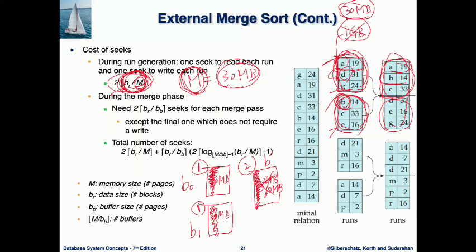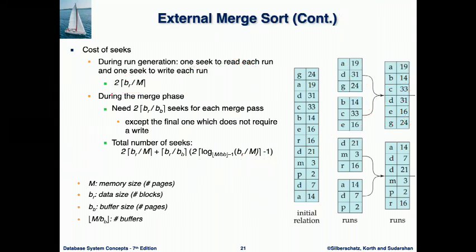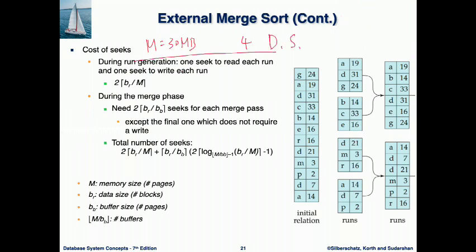So we are going to have a total of 4 disk seeks in this case, just to cover this area in the diagram. And let me change the example. So when M equals 30 megabytes, we have 4 disk seeks. That's what we had. And what if M is 10 megabytes? Then we again have B0, B1, and output buffer B prime.